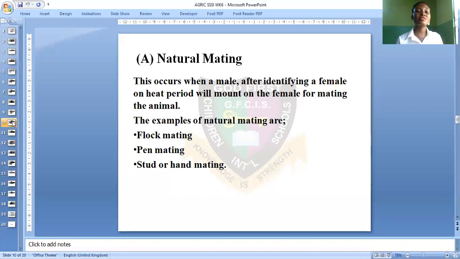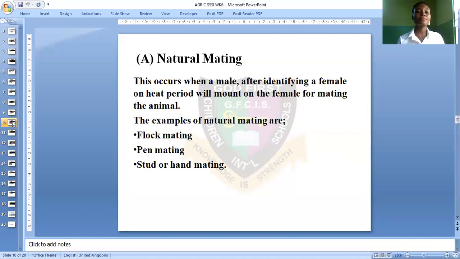Now, let's discuss the flock mating. From the word flock, to move together. Here, the male and the female farm animals will be allowed to move freely, to move together, and to mate freely.